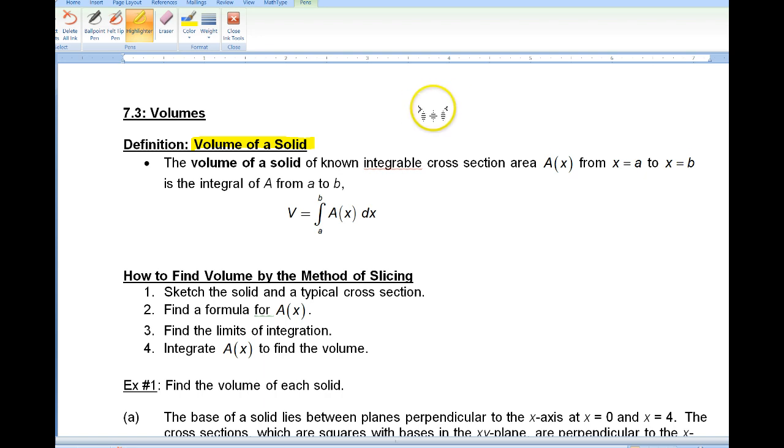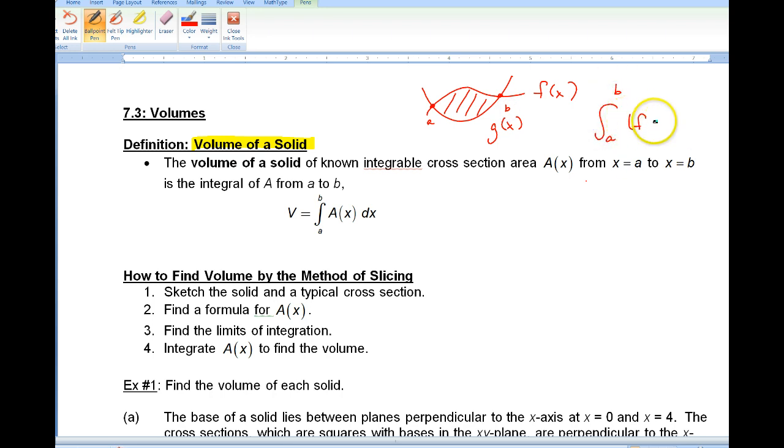Last class we did area between two curves. So for example, if we had some function f of x, and then here was g of x, if we wanted to find the area between those two curves, we would do the integral from a to b of f of x minus g of x dx. So we always take the upper curve minus the lower curve, and if it's in terms of y, we do right minus left. Okay. I just wanted to review that because the volume depends on that.